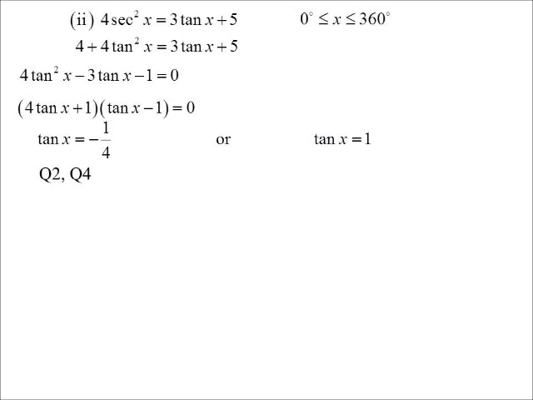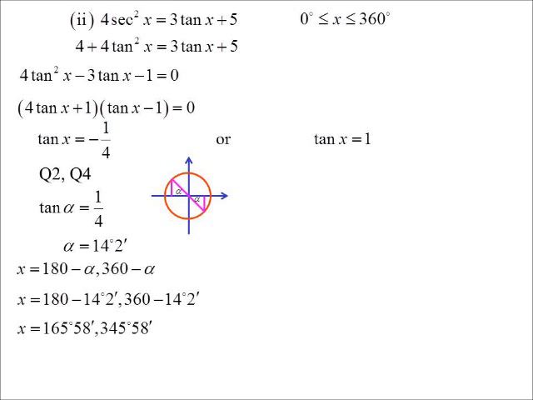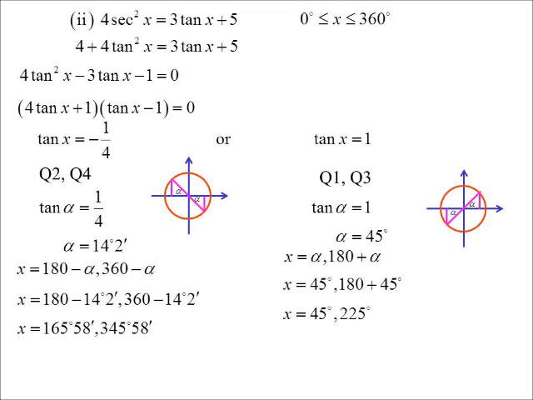Over here, tan negative, second quadrant, fourth quadrant. Let's find our acute angle. To the nearest minute, 14 degrees 2. So my 2 answers for the first part of the question, 165.58, 345.58. Now I'll go do the other one. That's one of our exact values, of course, tan x equals 1. First quadrant, third quadrant. It's the exact value for 45 degrees. So there's our 2 possibilities over there.